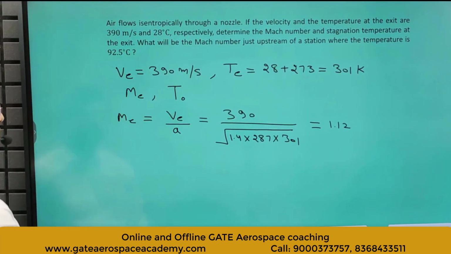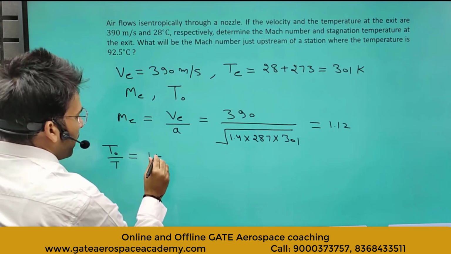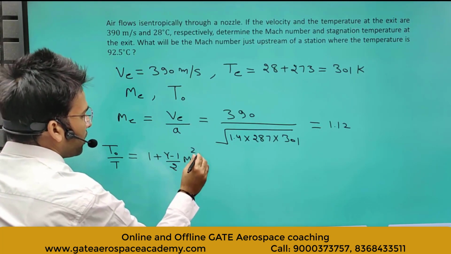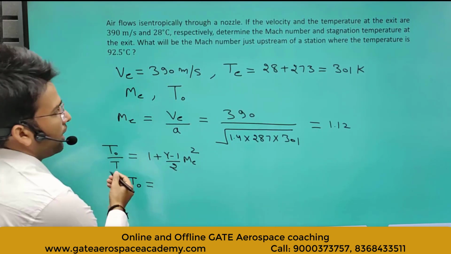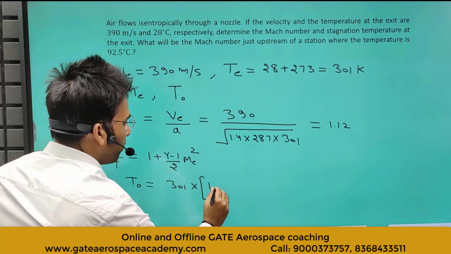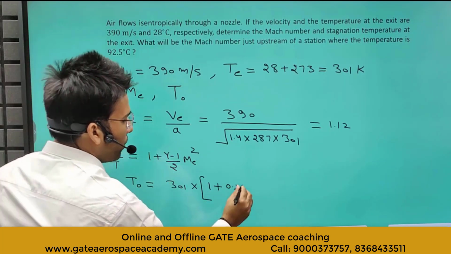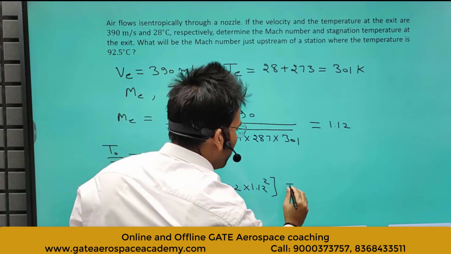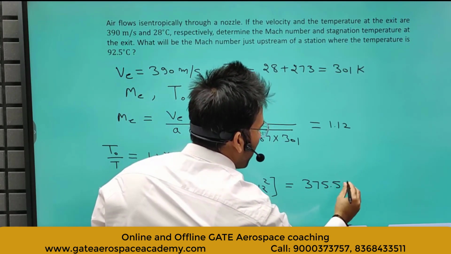We have to find out the stagnation temperature. So again we can apply T naught by T is equal to 1 plus gamma minus 1 upon 2 ME square, right? So T naught is equal to exit temperature 301 multiplied by 1 plus 0.2, that is 1.4 minus 1 divided by 2, 0.2 into 1.12 square. So T naught will be approximately 375.5 Kelvin.